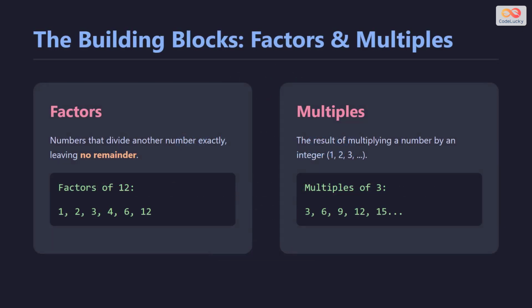Before we tackle GCD and LCM, let's quickly review the basics. A factor is a number that divides another number completely, leaving zero remainder. For example, the factors of 12 are 1, 2, 3, 4, 6, and 12. On the other hand, a multiple is what you get when you multiply a number by an integer. The multiples of 3 are 3, 6, 9, 12, 15, and so on.